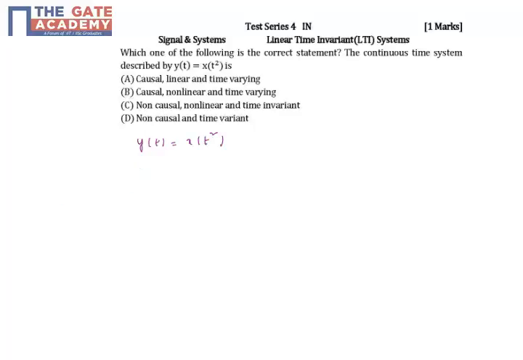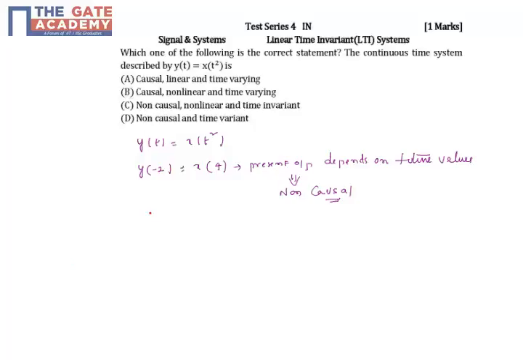For example, if I put t equal to minus 2, this is x of minus 2 whole square, this is x of 4. So this indicates the present output depends on future value. What does it mean? It means it is a non-causal signal. Then after that, I'll check whether it is time varying or not.